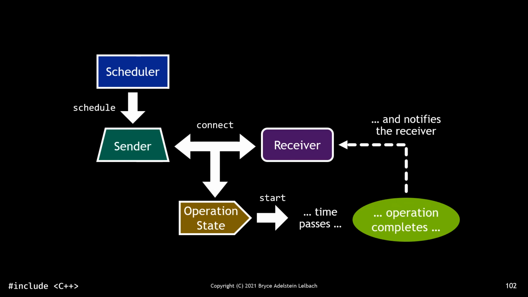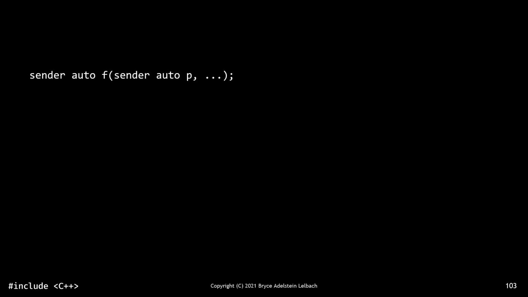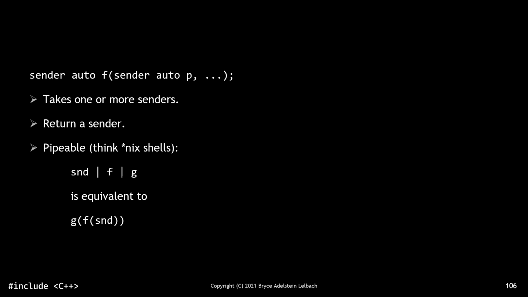Next, let's look at sender composition. We compose together senders using sender algorithms, of which there are a few forms. The first is sender adapters. Sender adapters take one or more senders as parameters and return a sender. Most sender adapters are pipeable, just like range adapters. The semantics are similar to Unix shells. Sender pipe F pipe G is equivalent to G of F of sender.